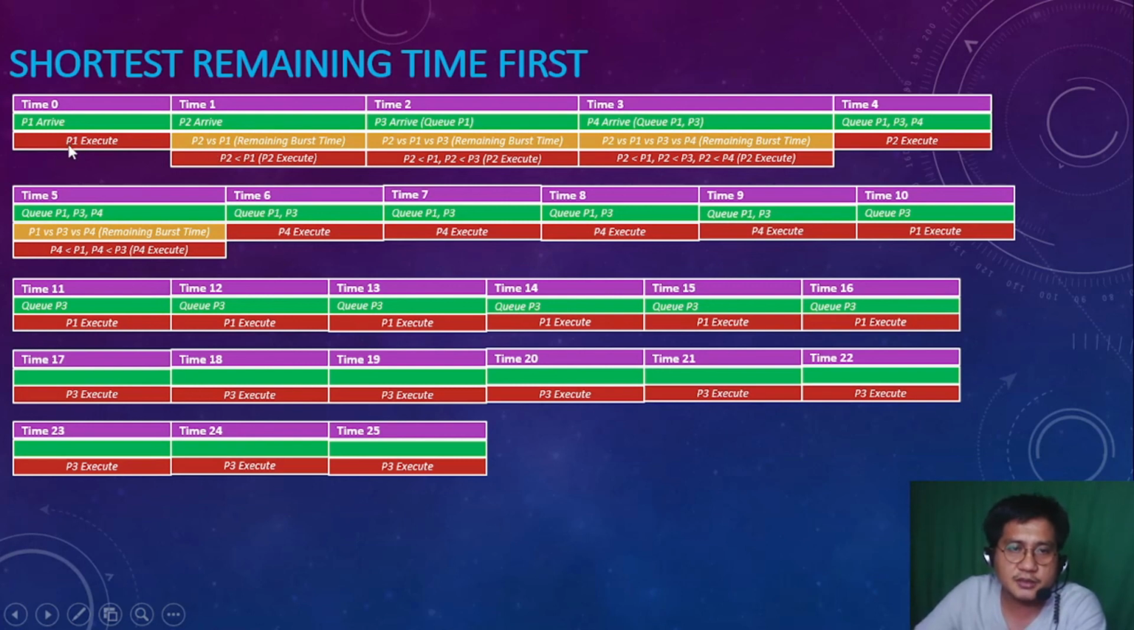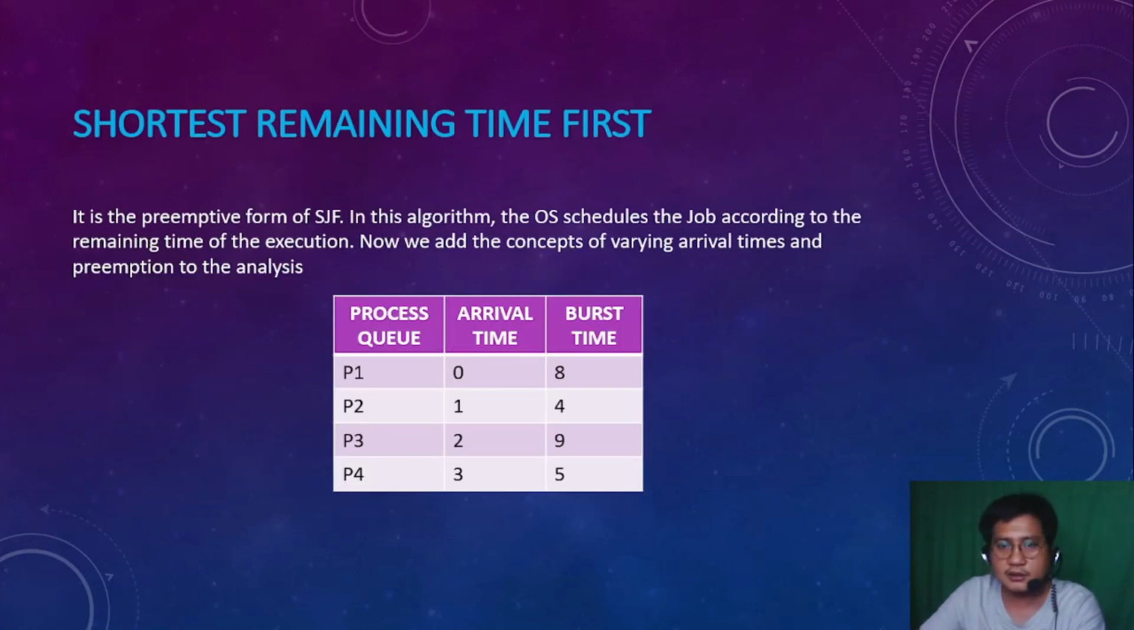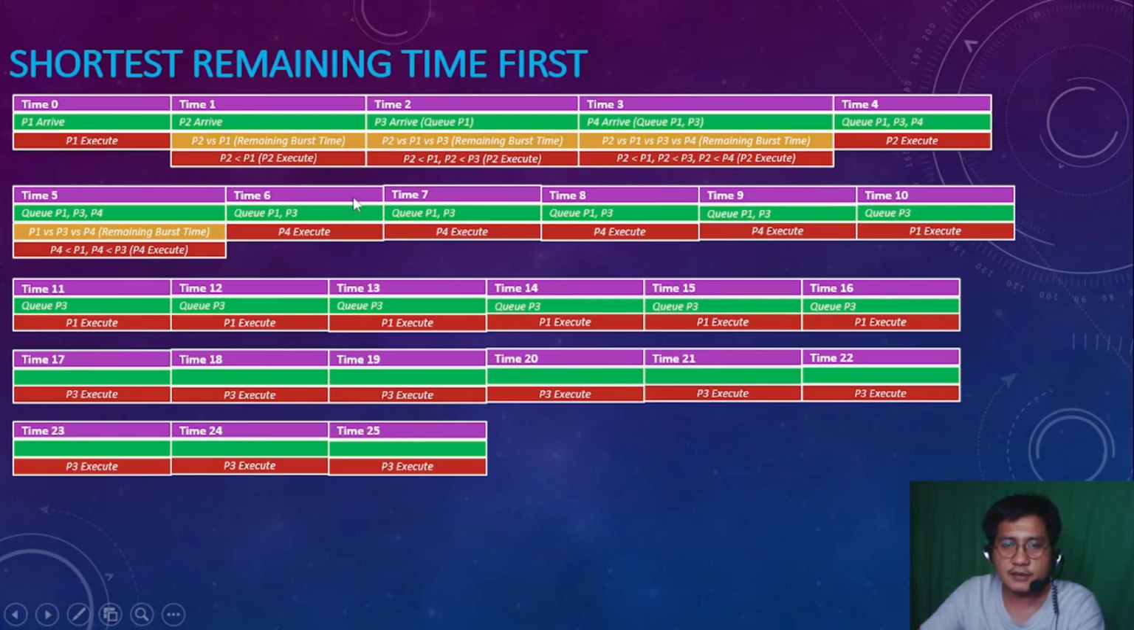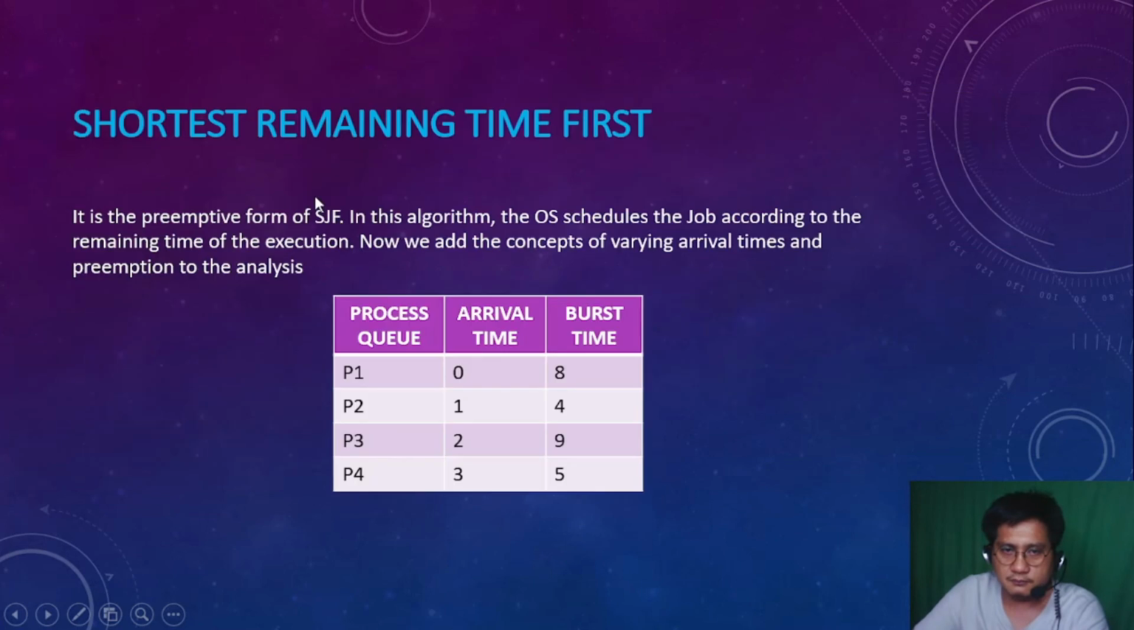Now, since process 1 has already executed at around time 0, the burst time of process 1 is already subtracted by 1. According to the table, P1 has a burst time of 8. So at around time 1, P1 now has a burst time of 7. So, 7 versus the burst time of process 2, which is only 4.